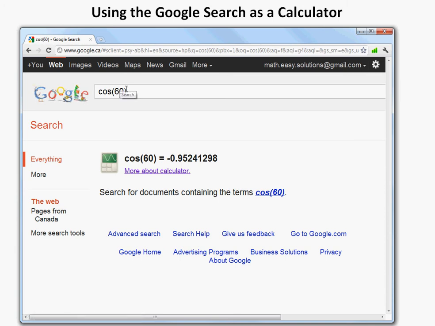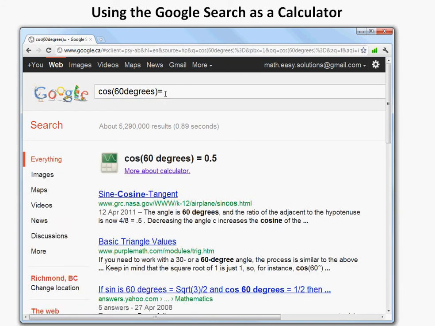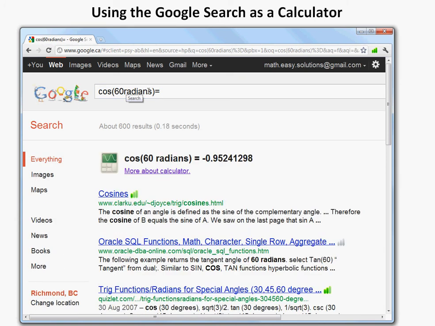So let's say you want degrees. All you do is write degrees. 0.5. I didn't even need to press equals there. Sometimes you do, sometimes it doesn't really matter. Otherwise, you could just write radians. It's just really, really smart.